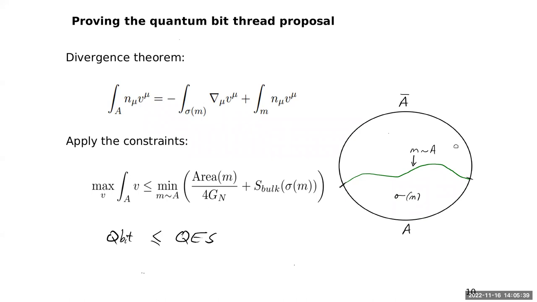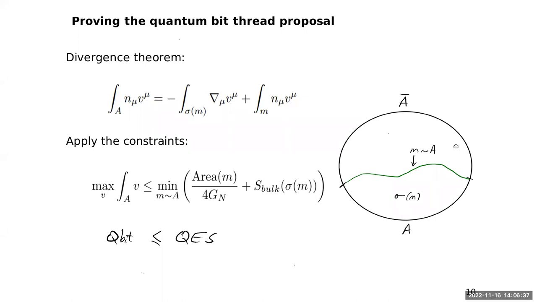And this second term must be less than the area of M over 4G Newton. So this follows from the norm bound, V less than 1 over 4G Newton, and it's saturated when V saturates this bound, and when V is parallel to the normal. So if this is your surface M, then this is going to be maximized when all the Vs are maximally packed, when all the bit threads are maximally packed on the surface and parallel to the normal.